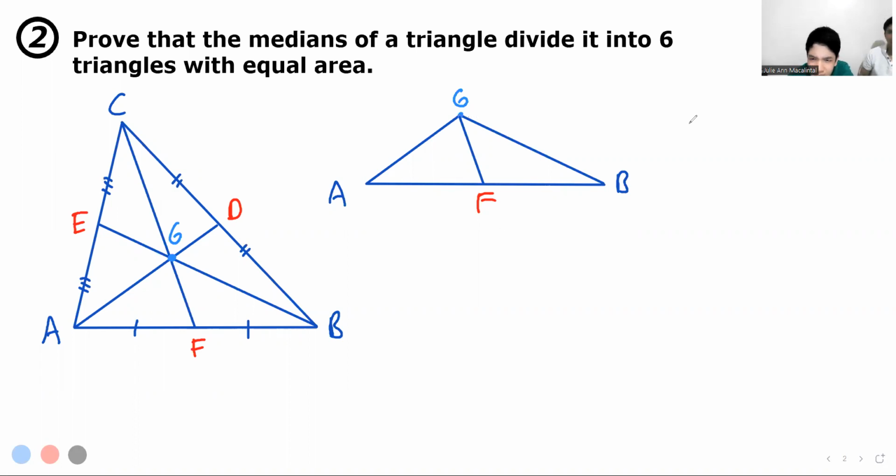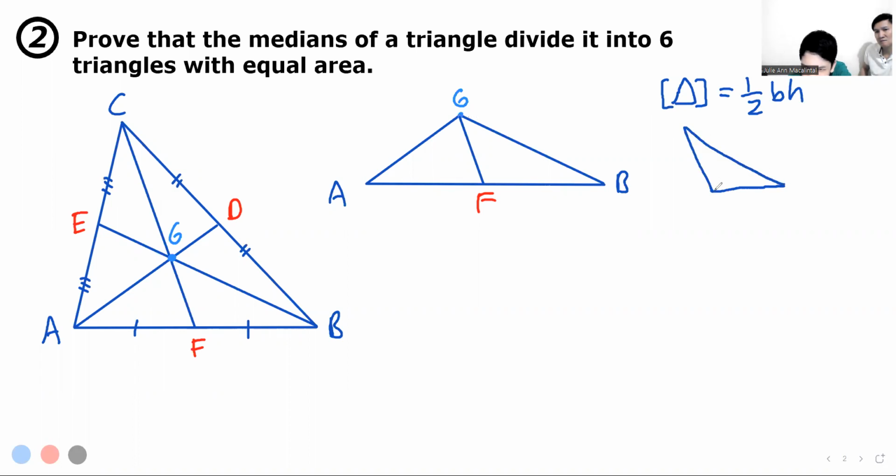So here, I will first mention the area of a triangle is 1/2 base times height. So let's say there are two triangles with the same base and same height. If they have the same height and the same base, then their areas are equal. This also applies to the base.